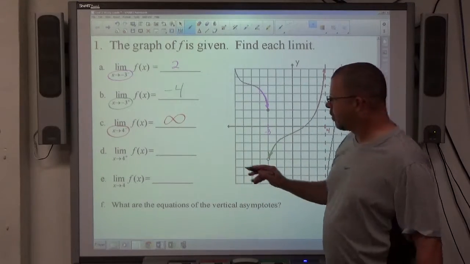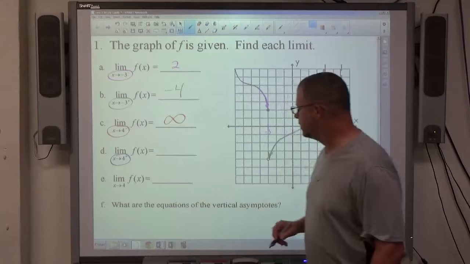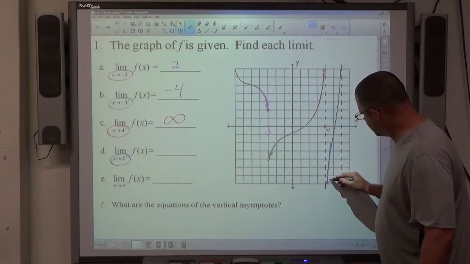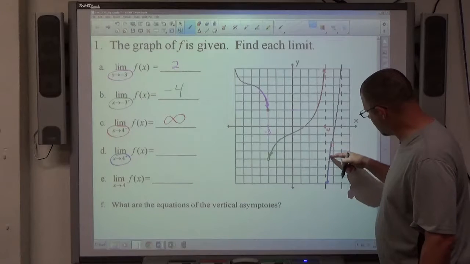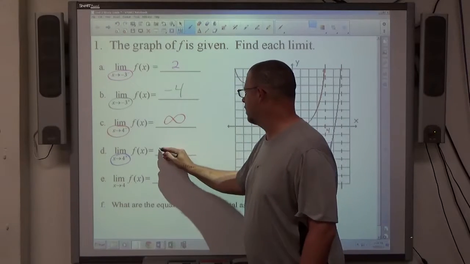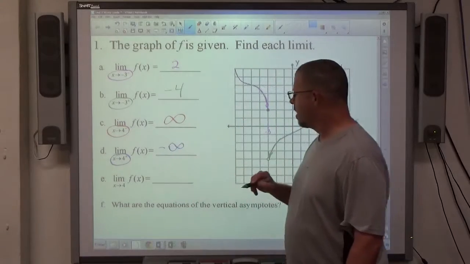As we approach 4 from the right, again on the graph, there's x equals 4. I'm approaching 4 from the right. The graph seems to be going straight down, which gives me a value of -infinity.